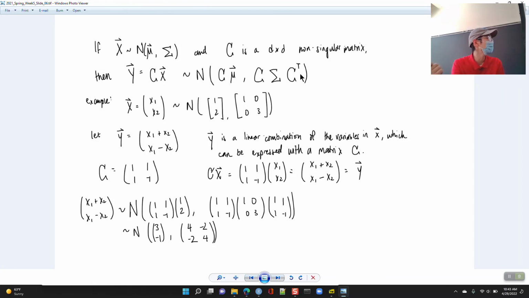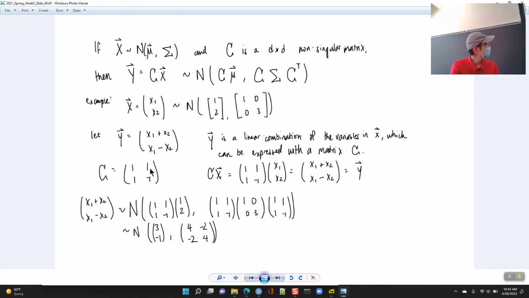if you multiply by a constant a for a univariate thing, then your variance will get multiplied by a squared, right? It's like that again, but it's a matrix, so it's going to be C variance C transpose, like the effect of squaring this thing, okay? So we're going to say x comes from a normal distribution with mean 1, 2 and variance 1, 0, 0, 3.